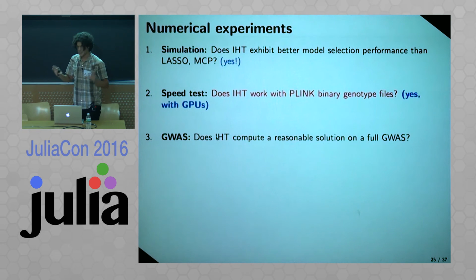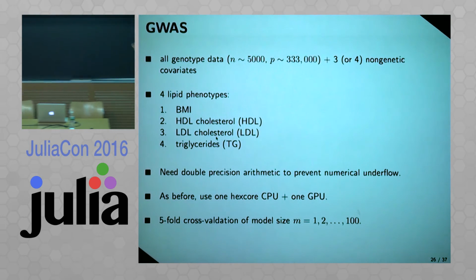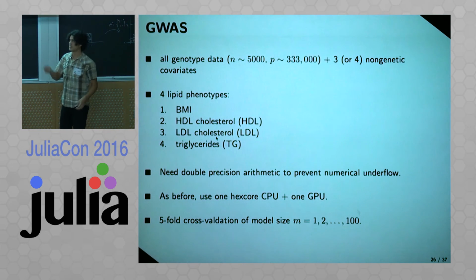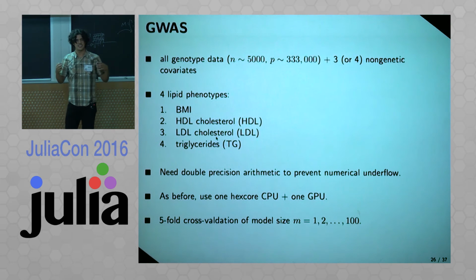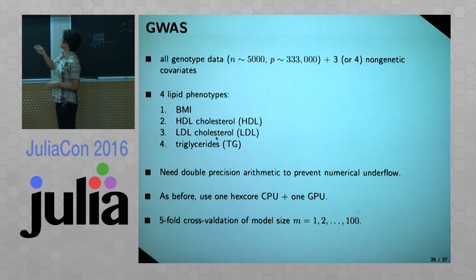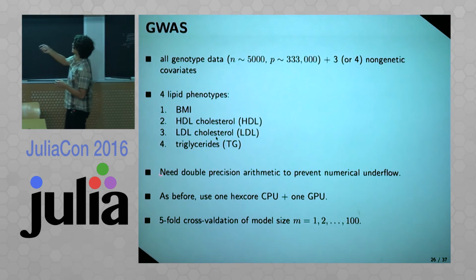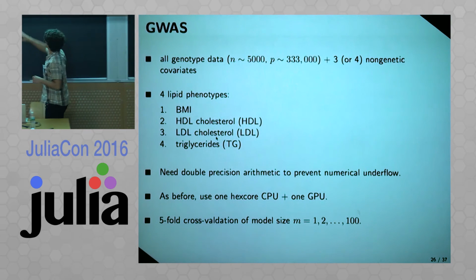So last experiment. Does it actually work on a real GWAS? Here's the setup. Now we're going to use the whole GWAS. It's 5,000 patients and 330,000 SNPs, plus or minus 3 or 4. There are some non-genetic covariates that have to go in. There are 4 lipid phenotypes. These are measured on real people, and of course, very relevant for people who study cardiovascular disease. Again, double precision arithmetic, same compute environment. And we're going to do 5-fold cross-validation over 100 potential model sizes. We don't know what the true model is, so we're going to guess that it's somewhere in there.